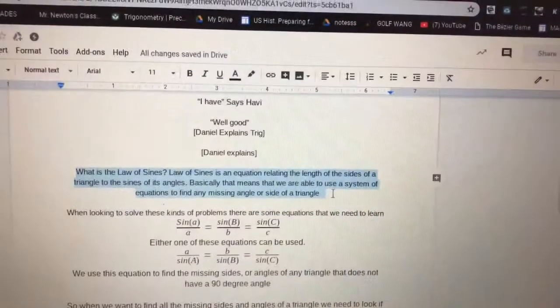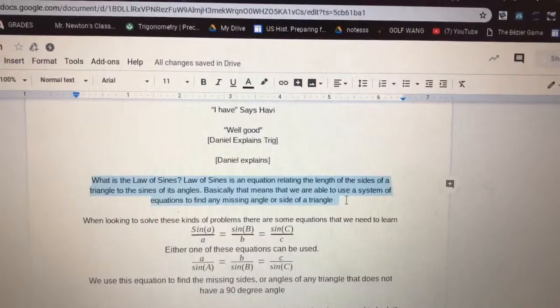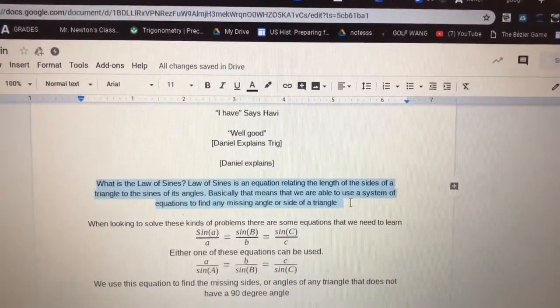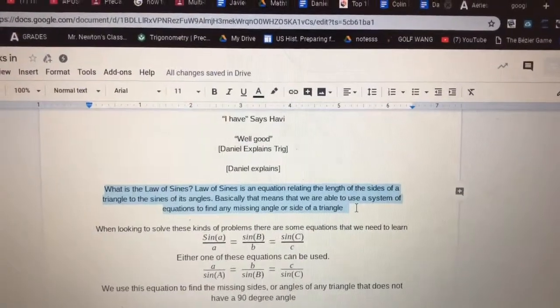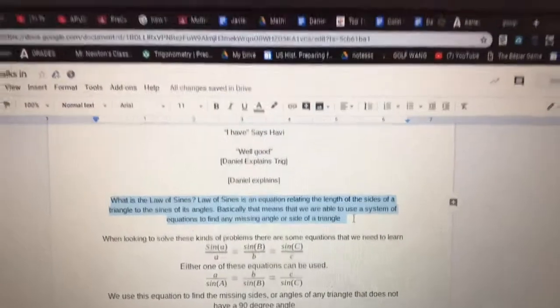Today we'll be learning about the law of sines. What is the law of sines? The law of sines is an equation relating the lengths of the sides of a triangle to the sines of its angles. Basically, that means we are able to use a system of equations to find any missing angle or side of a triangle.